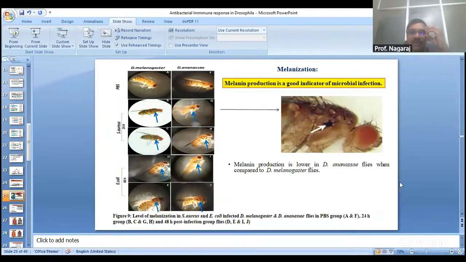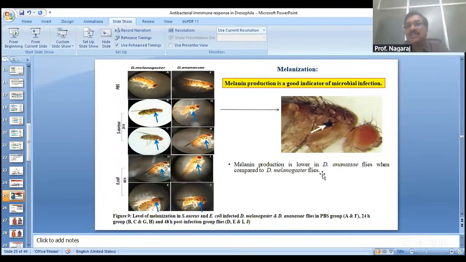After that, melanization, as a part of the immune response, is a very clear indication of the site of injury or pricking. You see the black spot here, similar to a blood clot. It's found at the site of injury or infection. Melanin production is a good indicator of microbial infection. It's shown in both species, and absolutely no difference here.